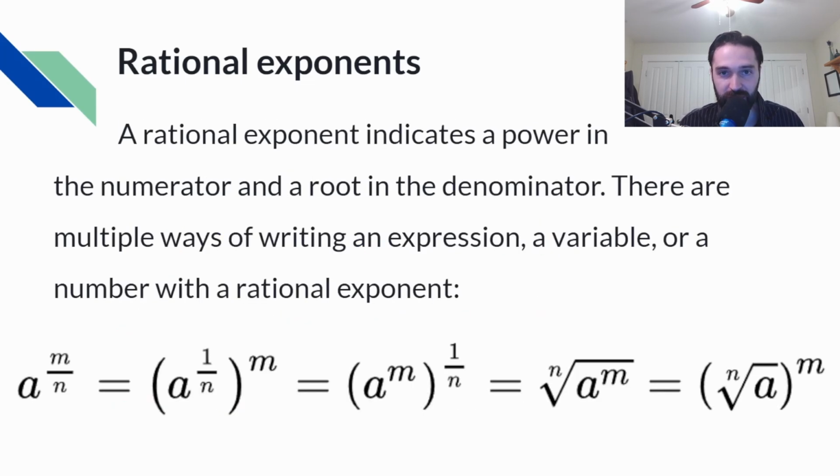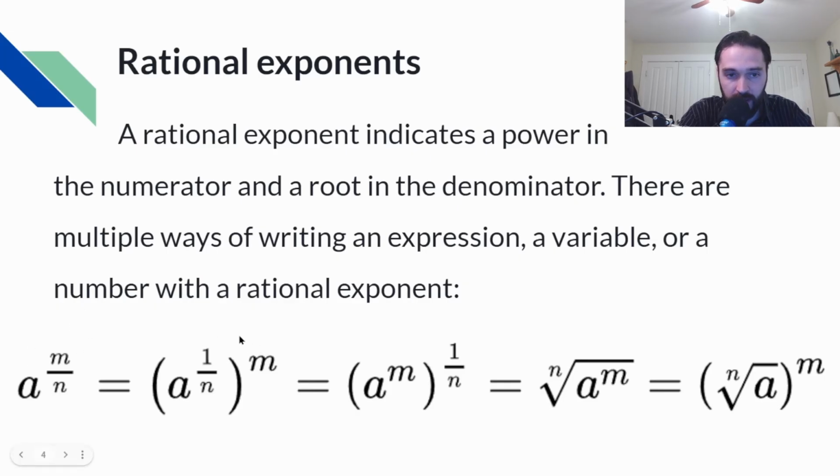A rational exponent indicates a power in the numerator and a root in the denominator. There are multiple ways of writing an expression, a variable, or a number with a rational exponent. If I have a to the m over n, I can rewrite that as a to the 1 over n, whole thing raised to the m. That's true because here I have a power on top of a power. Remember the exponent rules video. If I have a power on top of a power, I multiply the powers. So this is m times 1 over n, which is m over n.